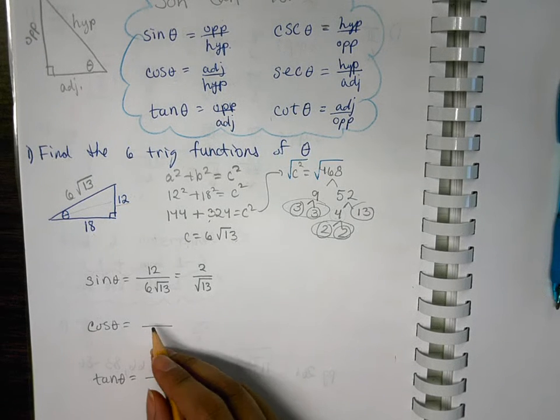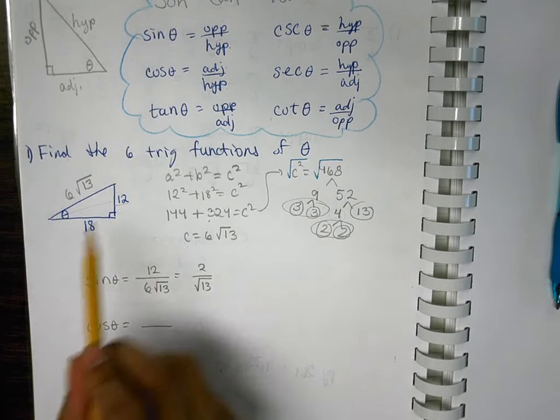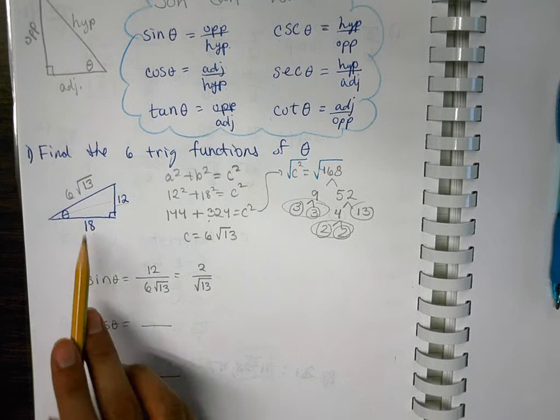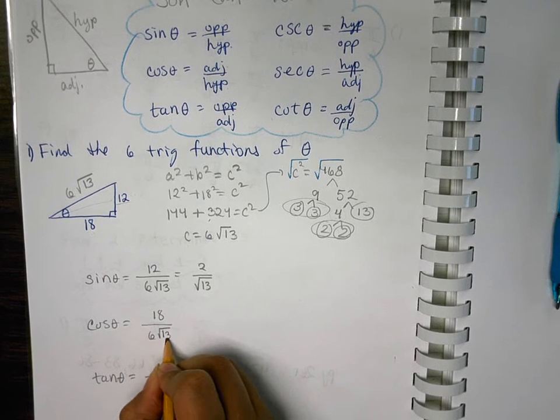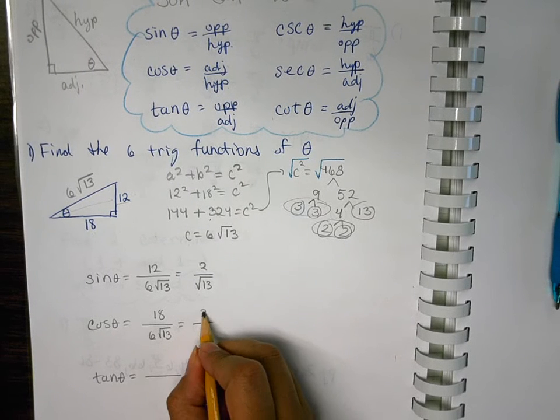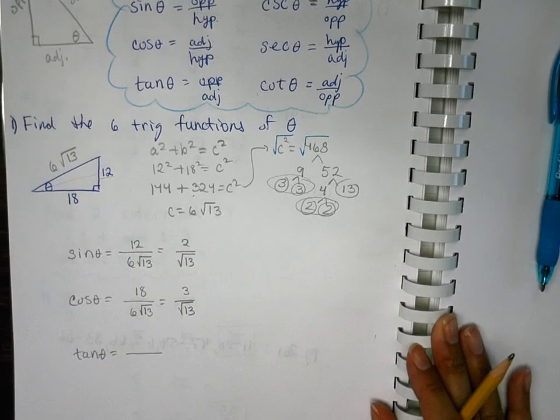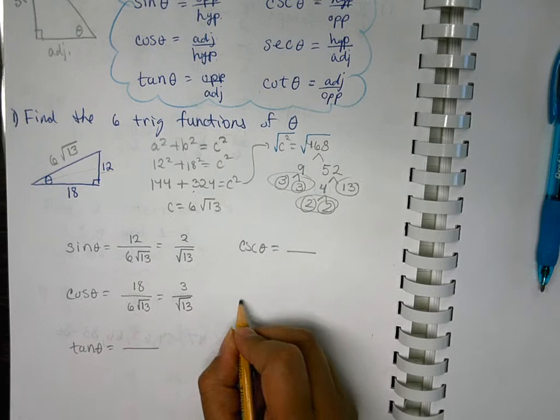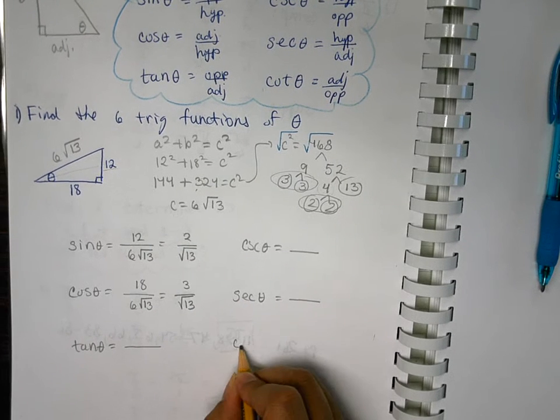All right. Next one, cosine. Cosine is adjacent over hypotenuse. So according to where theta's at, is adjacent 12 or 18? 18, and the hypotenuse is still 6 root 13. What goes into 18 and 6? 6. So 3 over root 13. All right, I'm going to have you do tangent, and then I'm going to have you do the reciprocals: cosecant, secant, and cotangent.